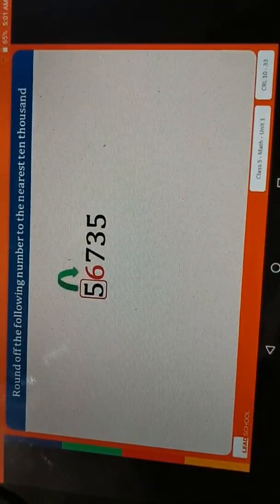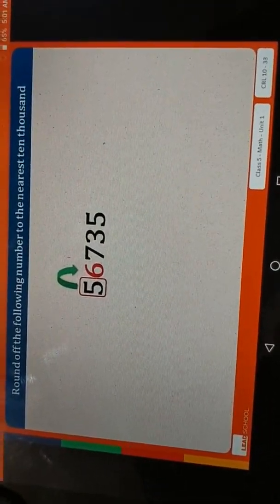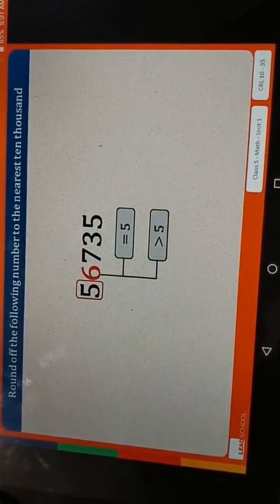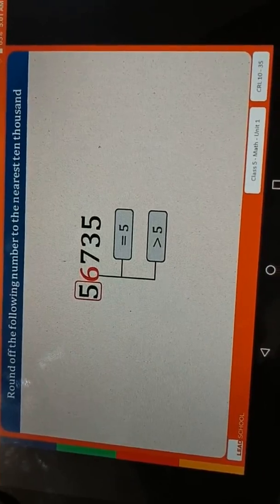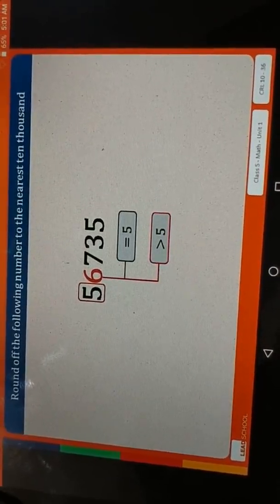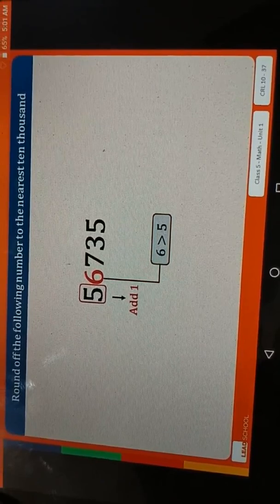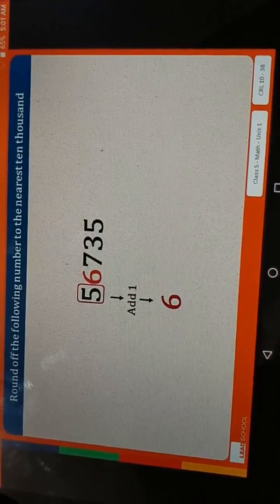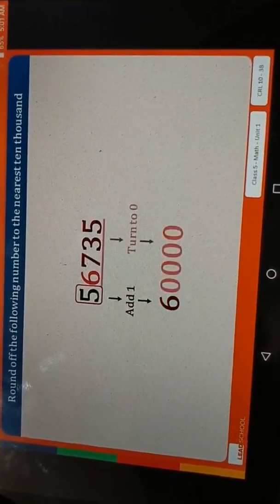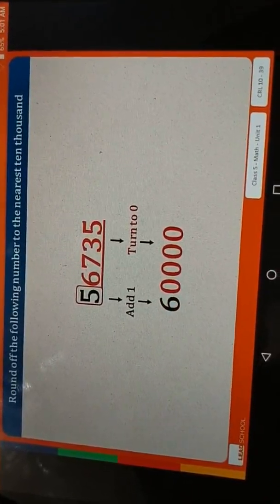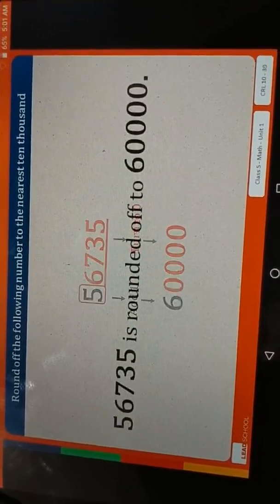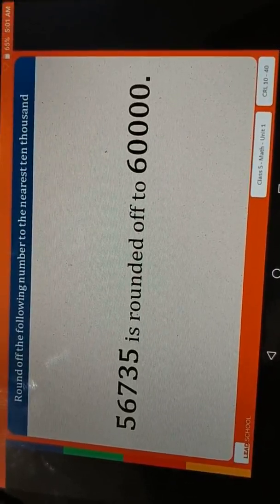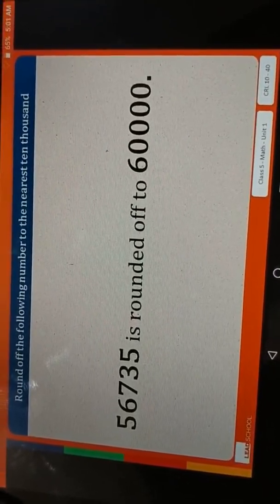Now, what if the digit to the right of the rounding off digit is more than 5? We know when the digit to the right of the rounding off digit is 5 or greater than 5, we will add 1 to the rounding off digit. That means 5 will become 6. And all the other digits to the right will become 0. That means 56,735 is rounded off to 60,000.